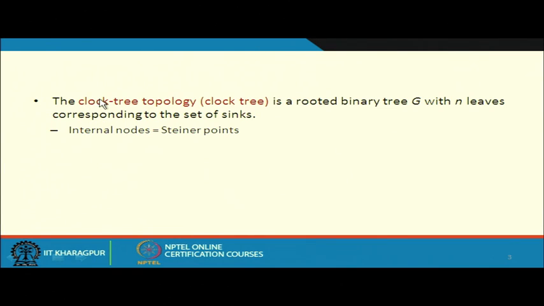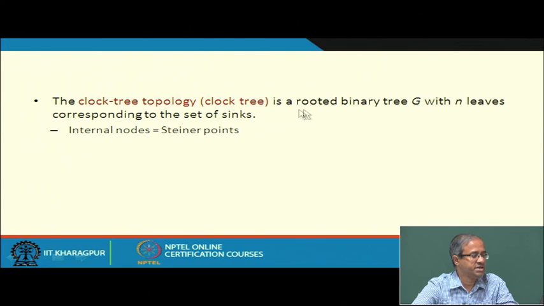So, when I say a clock tree topology, it is a rooted binary tree with n leaves corresponding to the set of sinks, and internal nodes, that I have to connect by horizontal and vertical line segments. So, it will be like a Steiner tree. All the internal nodes of the tree will be referred to as Steiner points, they will have to be connected.